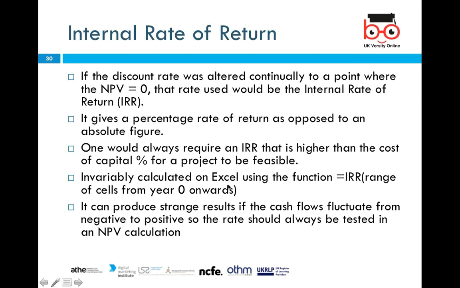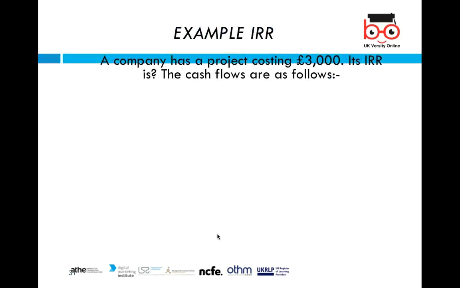It is invariably calculated on Excel using functions, because if you go to Excel and type IRR, you can select the whole column of figures, and then you will get the IRR figure from the Excel sheet. It can produce strange results if the cash flows fluctuate from negative to positive. So very strange results should always be tested in an NPV calculation. So let's see some examples of the IRR.